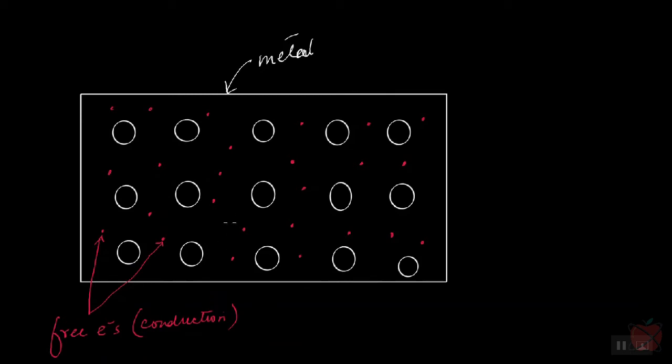Got it? And how are they free? First of all, why are they able to free themselves from the atoms? Because they absorb energy from the surrounding. They detach. They are the ones that are situated very far from the nucleus, so they get detached easily. And when you apply an electric field, they are responsible for the flow of current inside the metal. So in that way, we can call them conduction electrons. And the energy of these electrons is quite high.